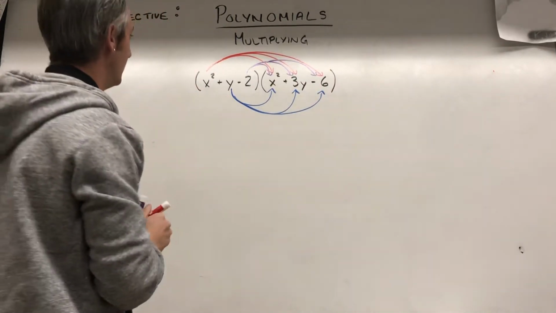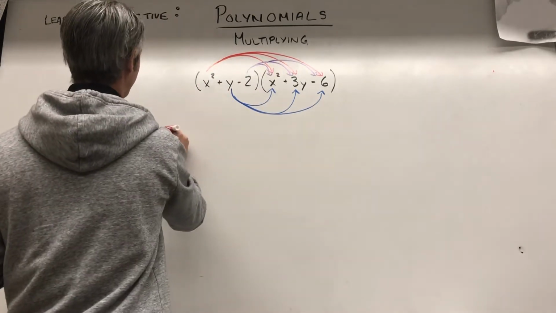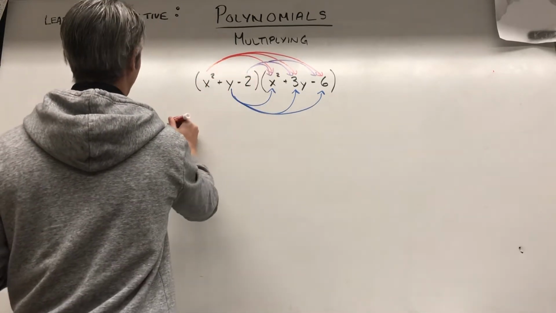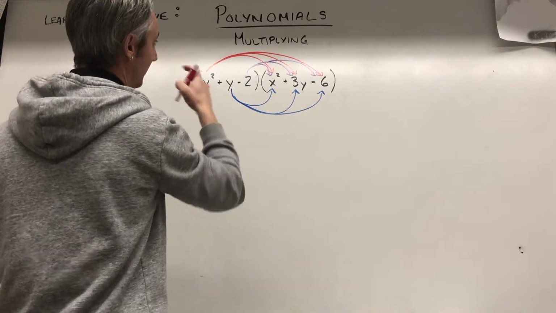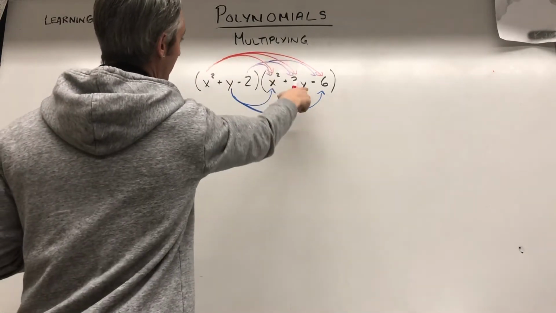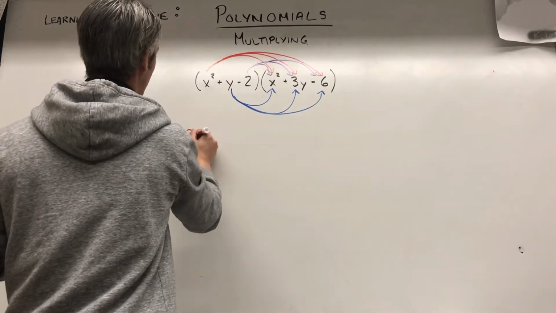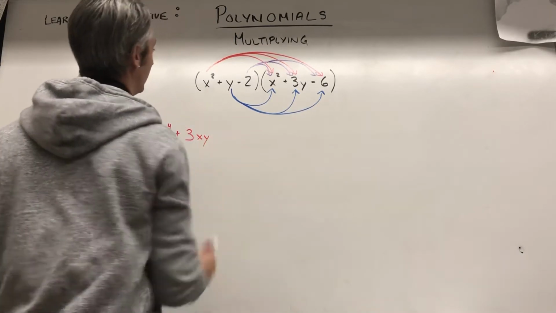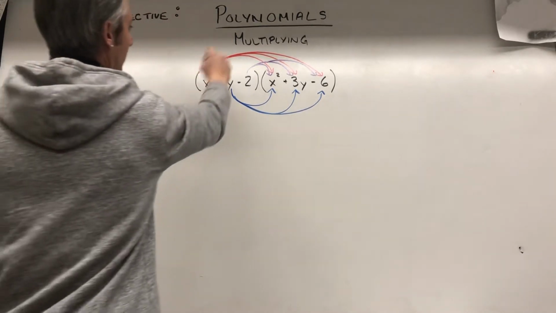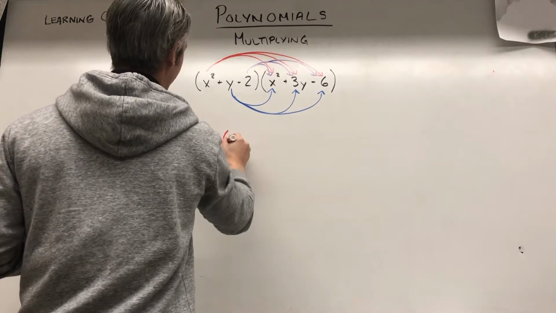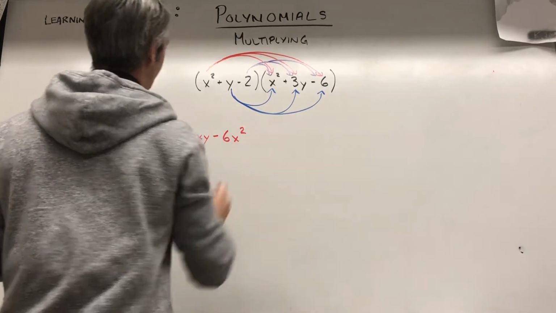Let's do the red. X squared times x squared. x squared times x squared is x to the 4th, okay? I'm going to skip that first step there. X squared times 3y is plus 3x squared y. And then x squared times negative 6 is negative 6x squared.